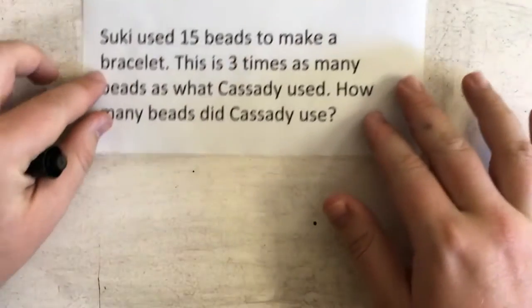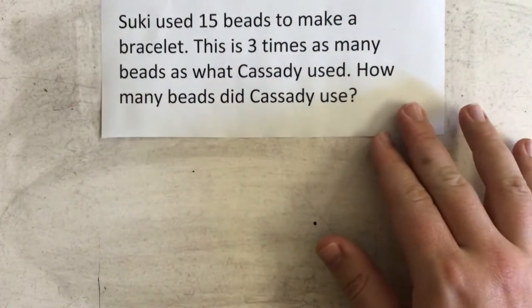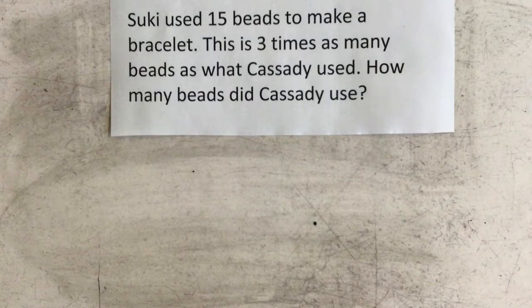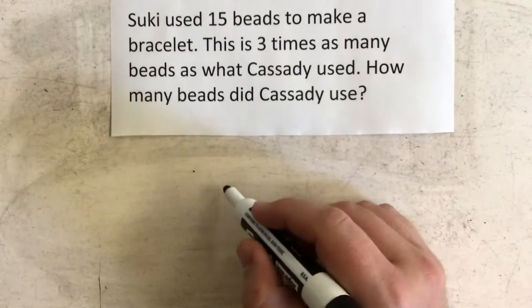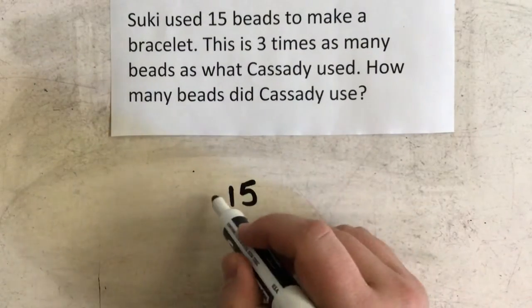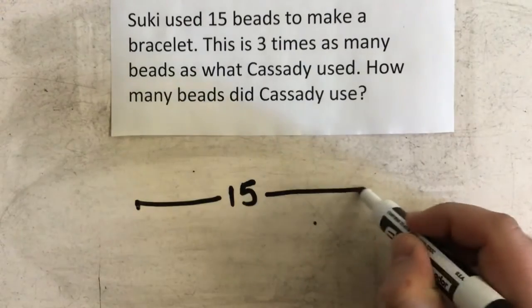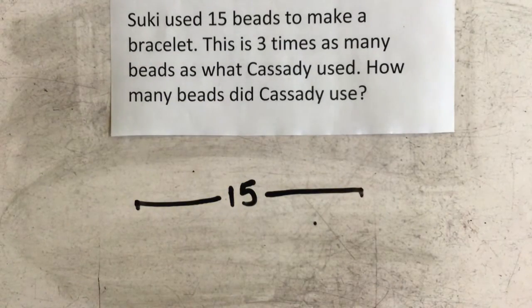Let's look at another example. In this example, it's a little bit different. In this example, it gives us the amount of beads that Suki uses. So Suki used 15 beads to make a bracelet. This is 3 times as many beads as what Cassidy used. So how many beads did Cassidy use? So again, they're giving us the total amount of beads that Suki has used.